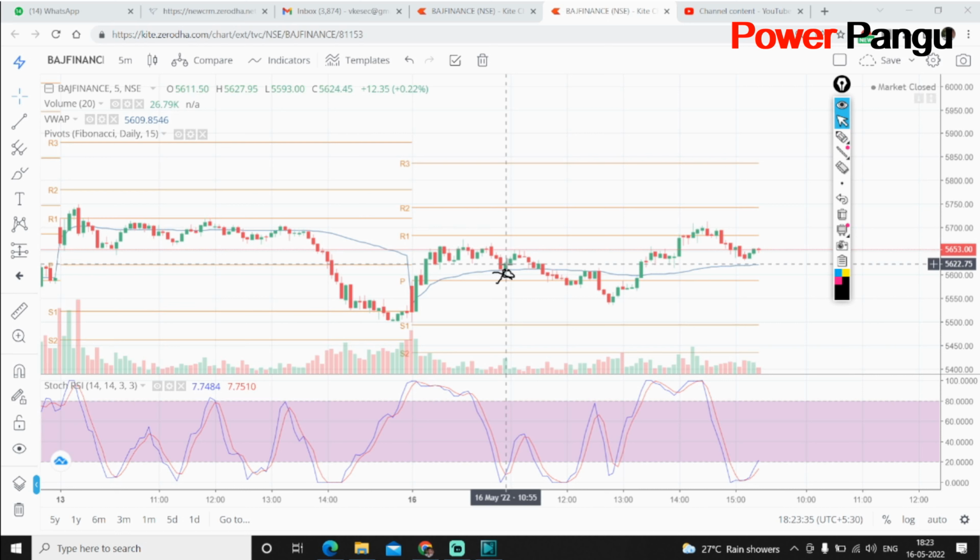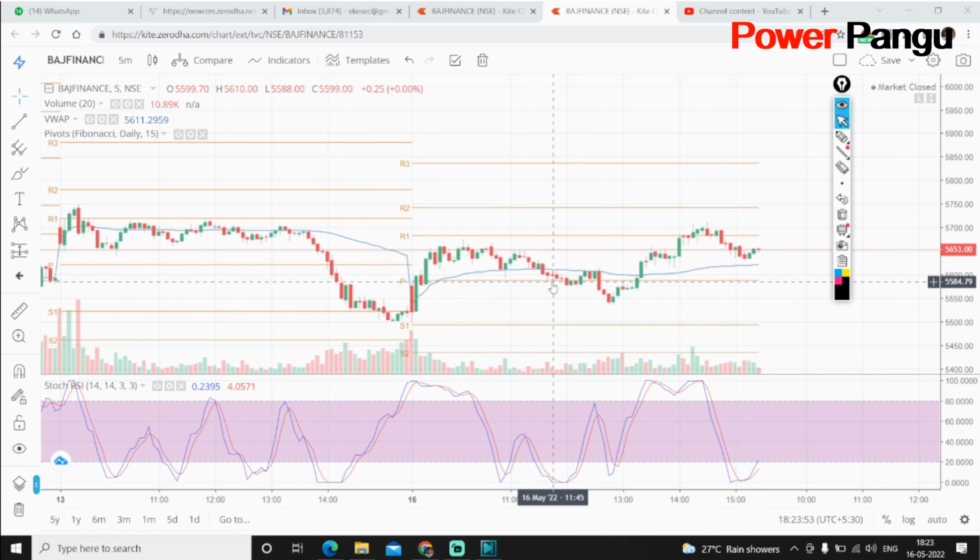This is around 10:55, I think, correct? This is 10:55, this is above. So you will take entry only if it crosses above and closes above R1. Okay, this is in between pivot and R1, and that too between pivot, R1 and the VWAP line.